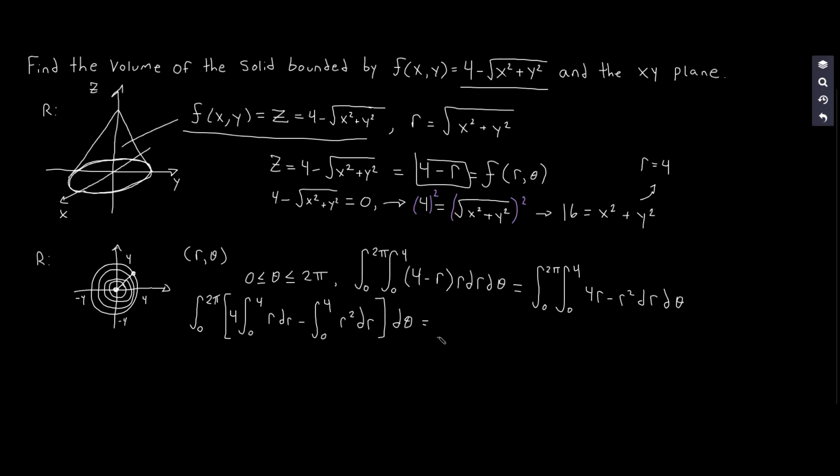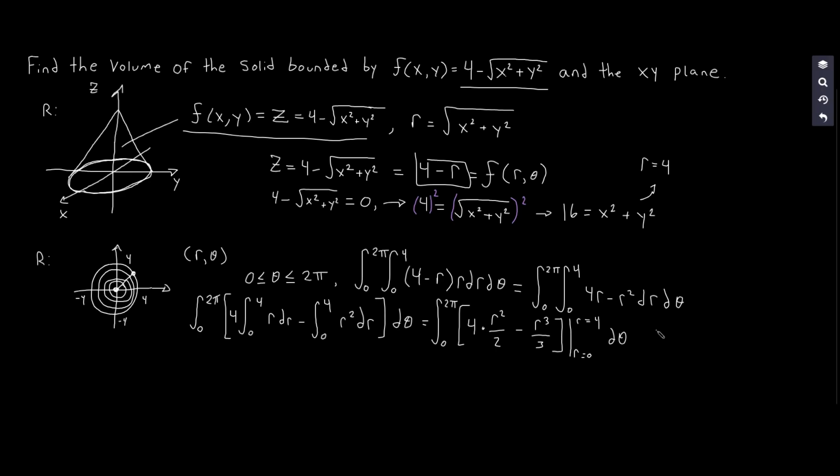And so with this, it's going to be a power rule situation for both of these. Well, constant multiple rule for the first one, then power rule. So let's just jump right in, and we'll do 4 times r raised to the second over 2 minus r raised to the third over 3. This thing is going to be evaluated at, we just knocked out our r, so r equals 0 and r equals 4. And then d theta.